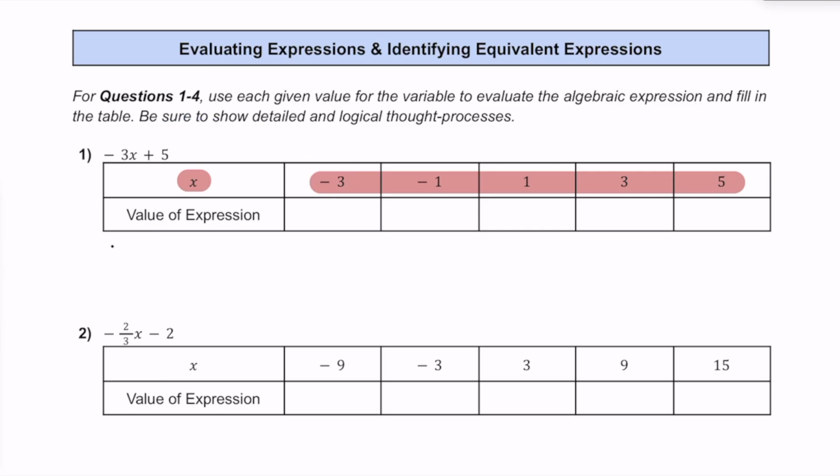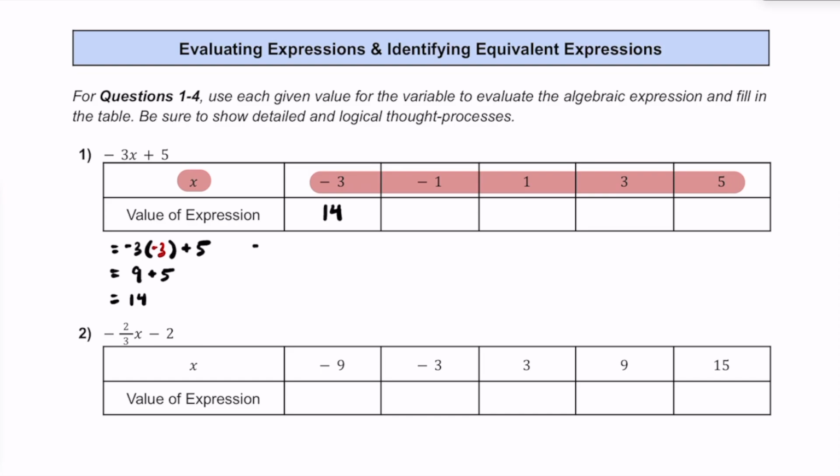I'm going to rewrite our original expression, but substitute in negative 3 for x, just like this. And then let's evaluate it. So negative 3 times negative 3 is positive 9. Then we have 9 plus 5, and that's going to be equal to 14. So when x is negative 3, we know the value of this expression is equal to 14.